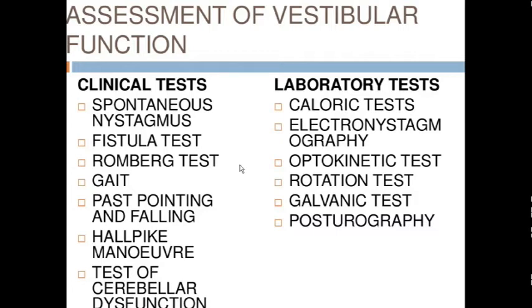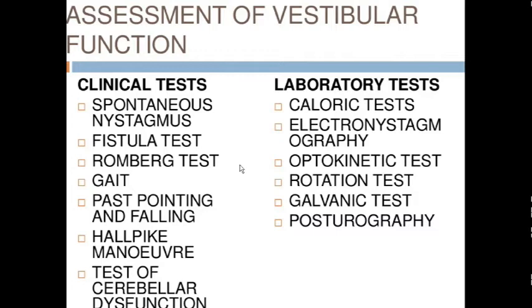And second, you have to see whether it is only vertigo or there is imbalance. What is the difference? Imbalance is unsteadiness of gait. He cannot walk properly, he'll fall down. This is more commonly seen in cerebellum lesions. Coming down to the tests, clinically there is nystagmus, fistula test, Romberg's test. These are very important. Then gait and test of cerebellar function, and then there are certain lab tests. So let us discuss one by one.